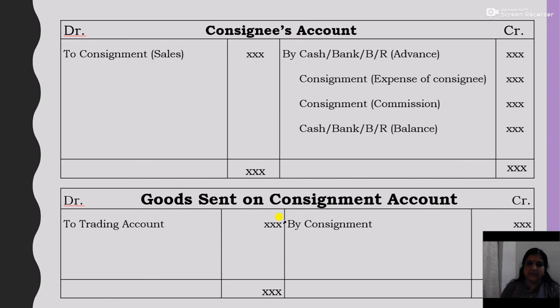Then the third account is goods sent on consignment account, that is when the goods are sent on consignment, and for the purpose of closing to trading. In case of goods sent on consignment account, there are only two transactions, that is when the goods are sent and then when the goods sent on consignment account is closed, by consignment to trading account.